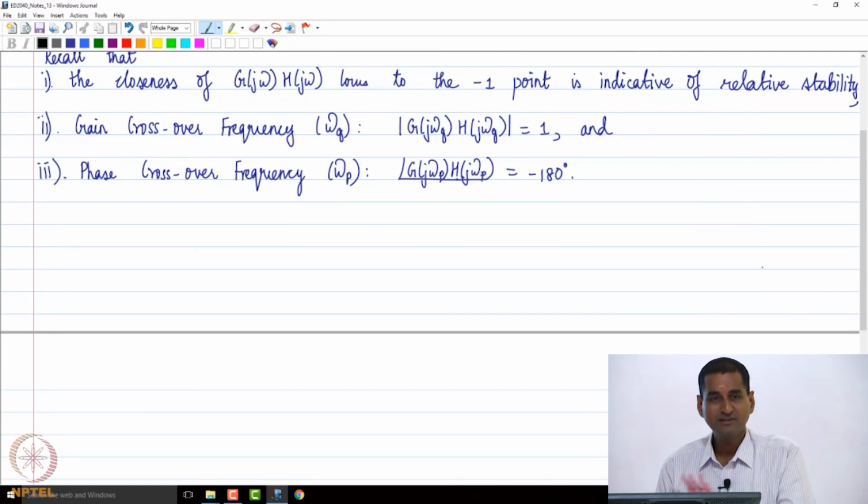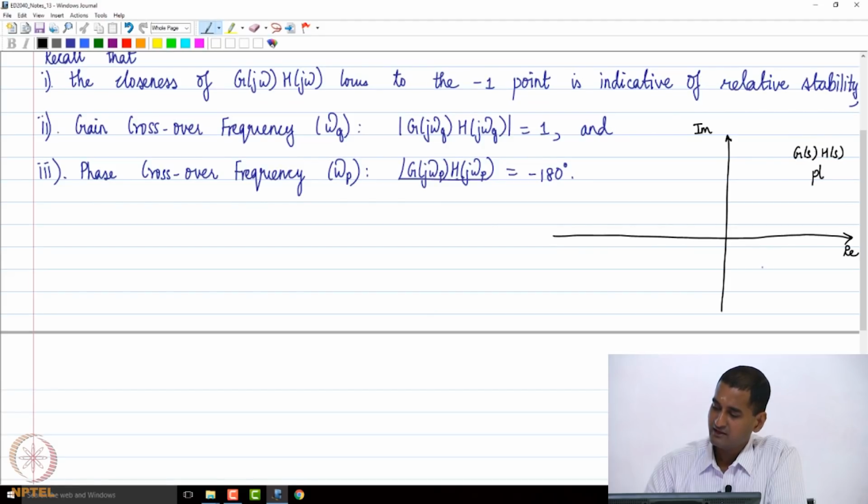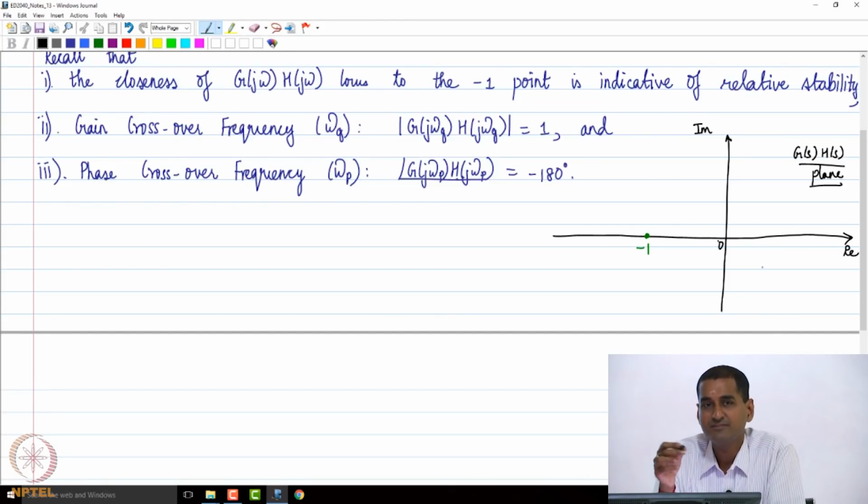So that's why we are focusing on that point. Let me build on this. This is where we stopped in the previous class, where we did a numerical example to calculate omega g and omega p. So suppose I draw the G(s)H(s) plane. Of course, we are looking at the -1 point. Let's say this is my -1 point, and let's say this is the origin. Obviously the -1 point has a magnitude of 1 and phase of -180.